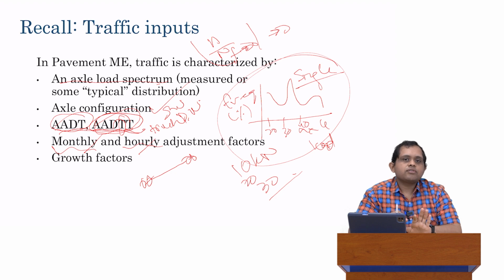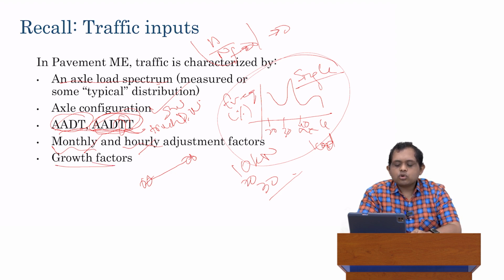In practice, however, this is very difficult to do. Mostly the monthly and hourly adjustment factors are just set to 1, because it's very difficult to actually get very accurate data. There's a lot of noise in the data. You can collect the data, but to statistically distill it into one number is quite a difficult challenge.